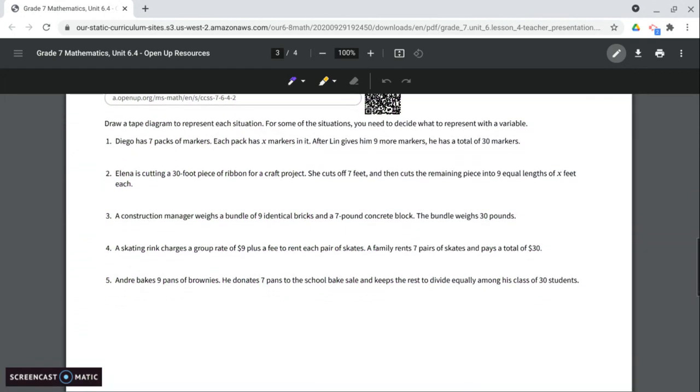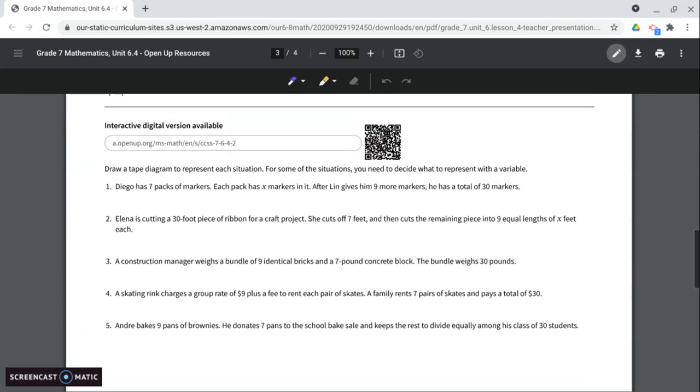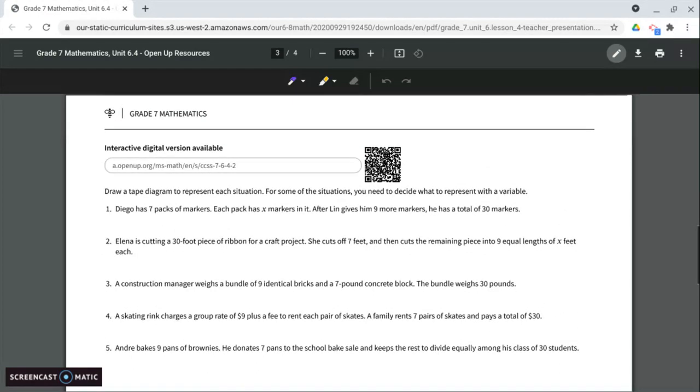So draw a tape diagram to represent each situation. For some of the situations, you need to decide what to represent with a variable. So Diego has 7 packs of markers. Each pack has x markers in it. After Lynn gives him 9 more markers, he has a total of 30 markers.